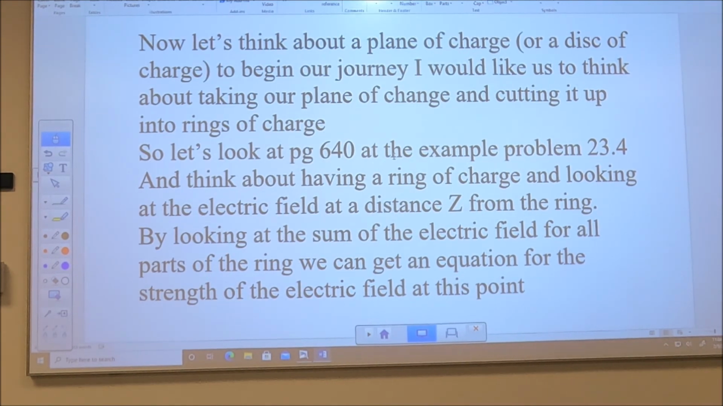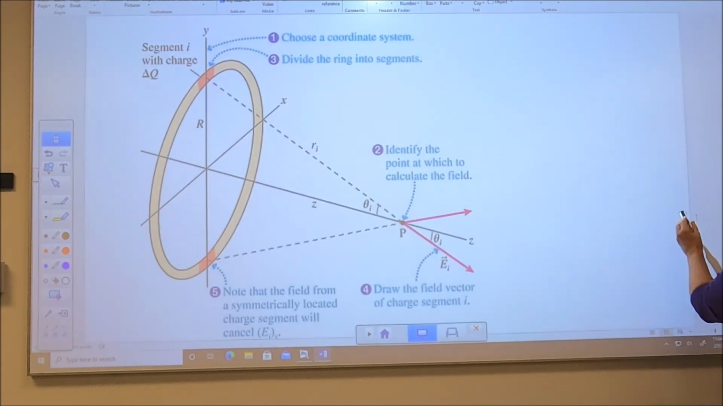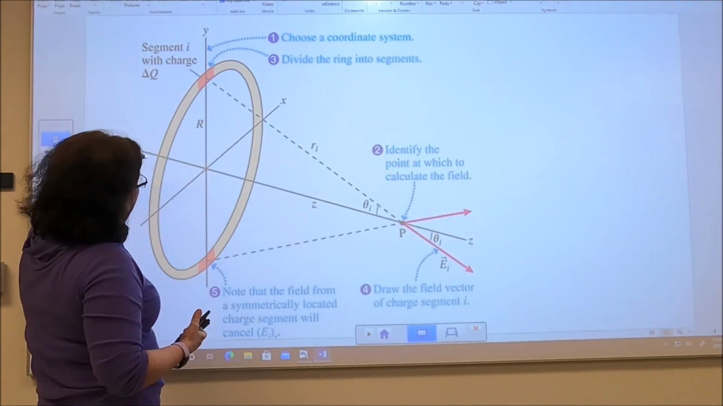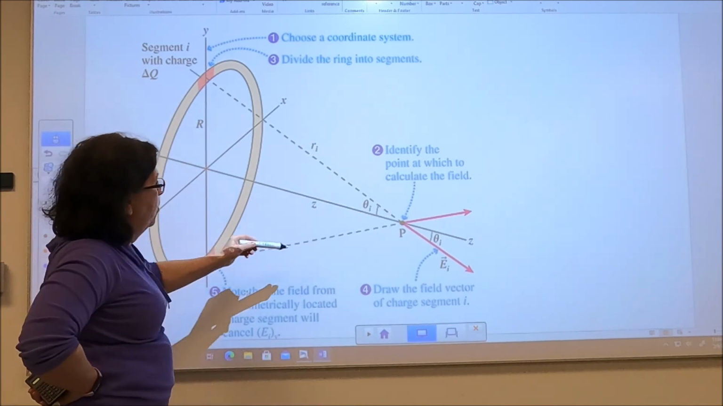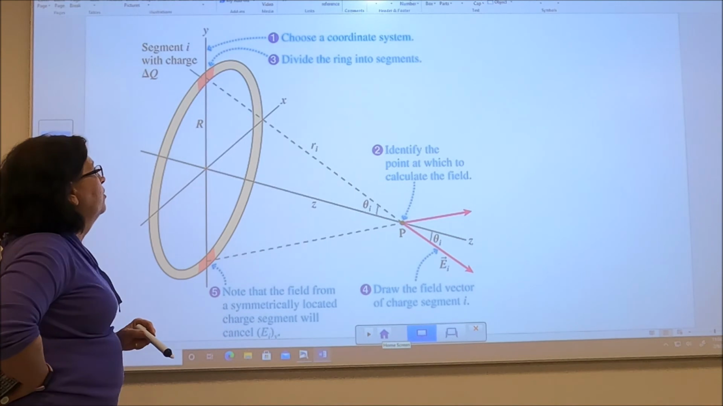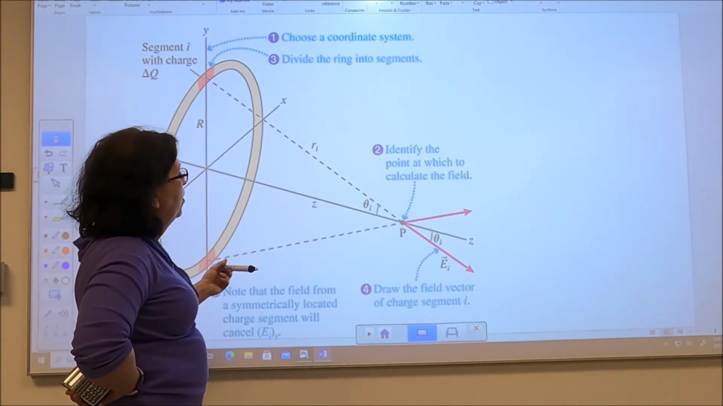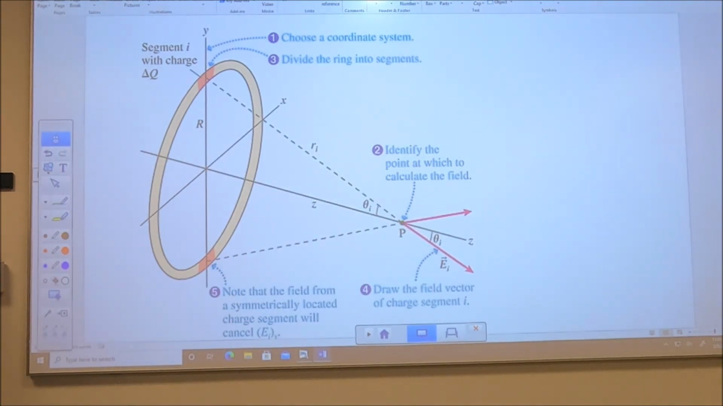By looking at the sum of the electric fields for all of the parts of the ring, we can get an equation for the strength of the electric field at a point z from the surface of the ring. Now, if I had a ring of plus charge here in the xy plane, and we're looking at a point z from the xy plane, if I looked at this point and this point, and I added up their electric fields, the x components and the y components of the electric fields would cancel out each other, and only the z component of the electric field would remain. So the x and y components are going to cancel each other out.